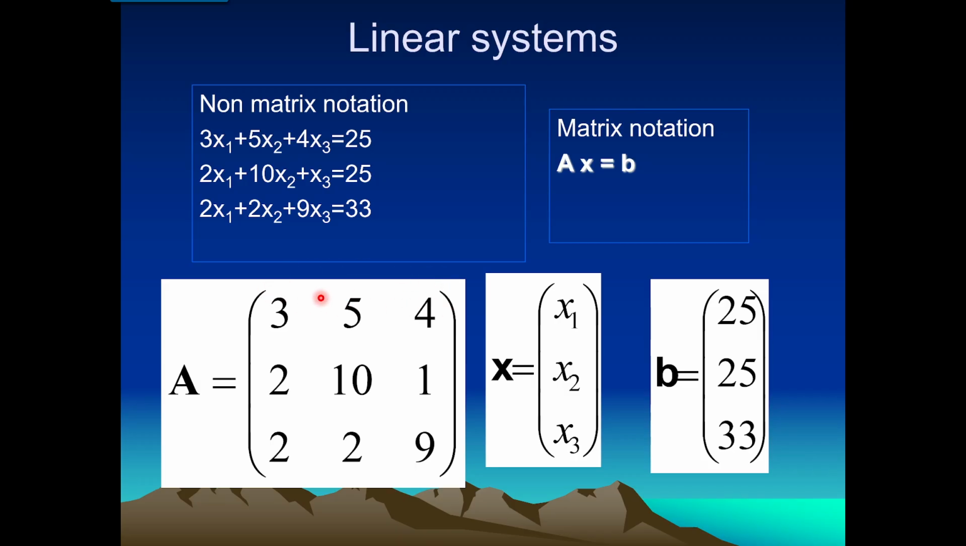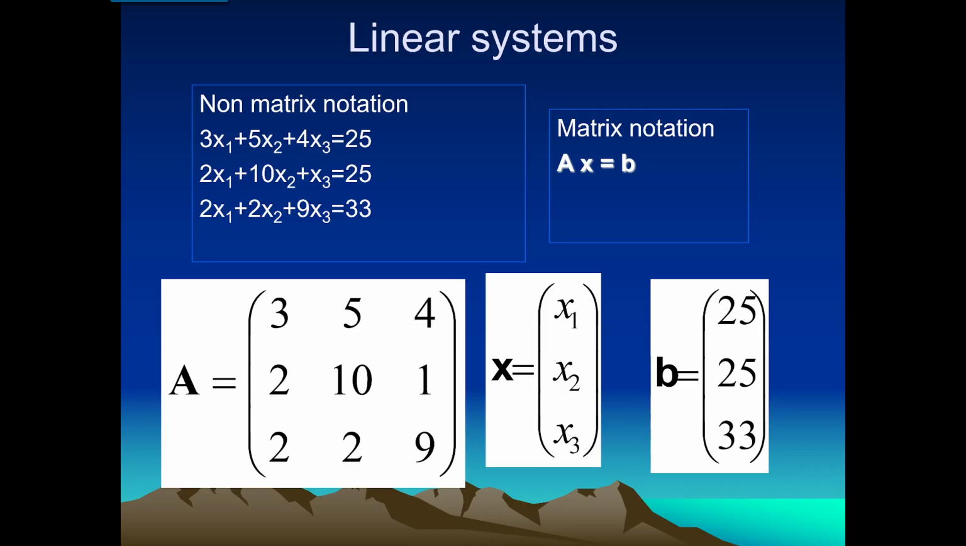Therefore, the multiplication of the first row of matrix A with vector X equal to 25 is just the first equation. On the other hand, 2 times X1 plus 10 times X2 plus 1 times X3 equal to 25 is the second equation, and similarly the third equation. So this is the system of linear equations put into matrix form.